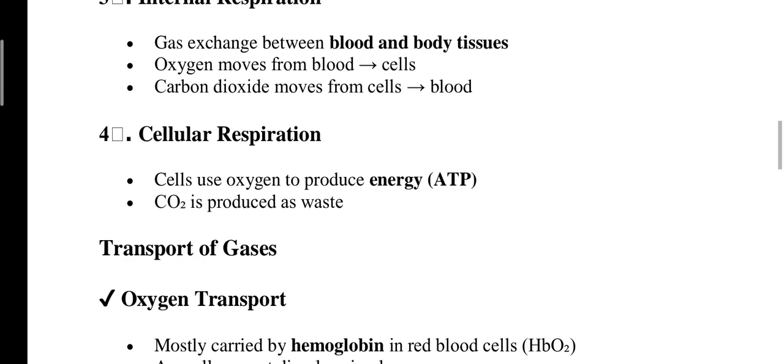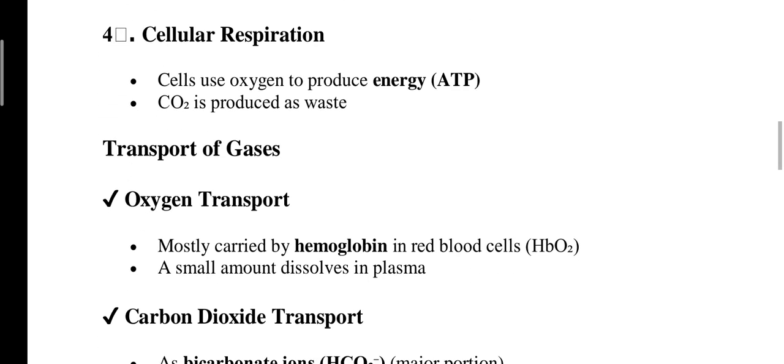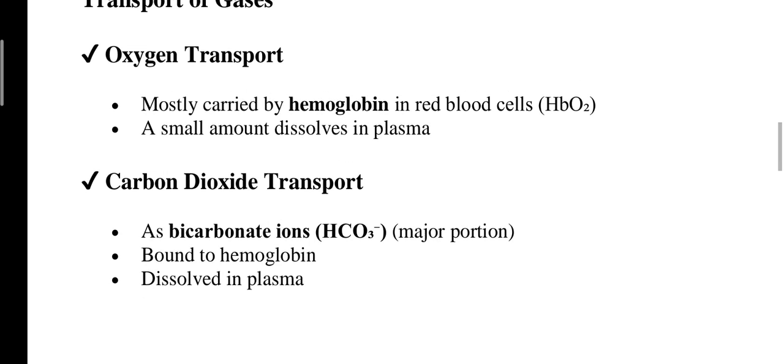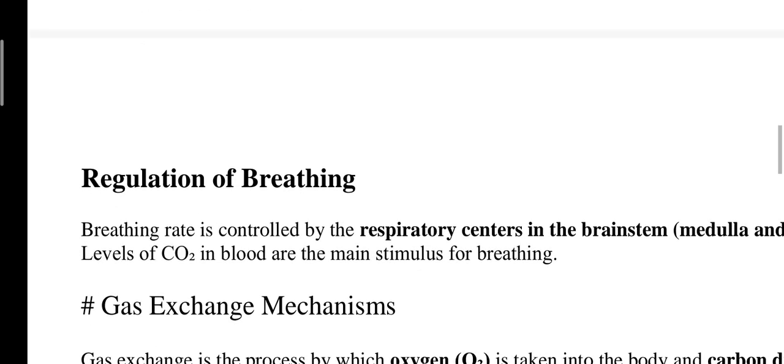Next, transport of gases. Here we see how gases are transported. First is oxygen transport: it is mostly carried by hemoglobin in red blood cells, as HbO2, and a small amount dissolves in plasma. Carbon dioxide transport: bicarbonate ions are the major portion, some is bound to hemoglobin, and some is dissolved in plasma. These are some of the anatomy and physiology parts of the respiratory system.